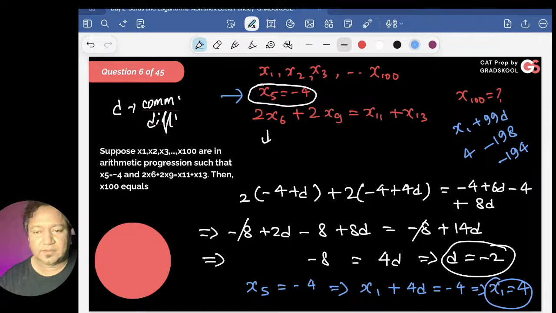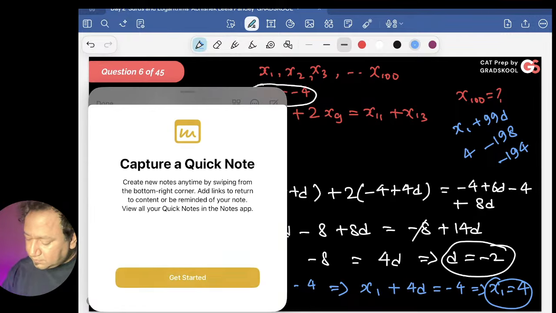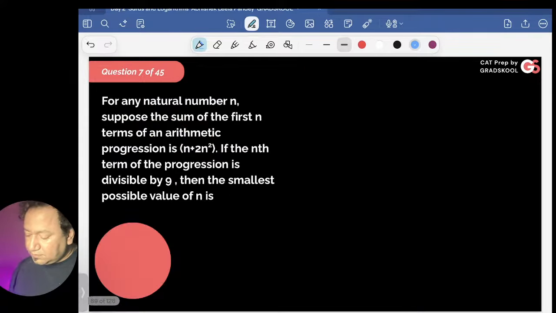Okay. Mahi, you forgot to put the minus, I think. All of you got this? Tell me in the comments. All of you got this? The next one.